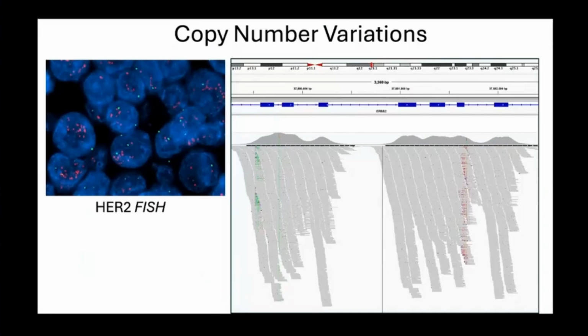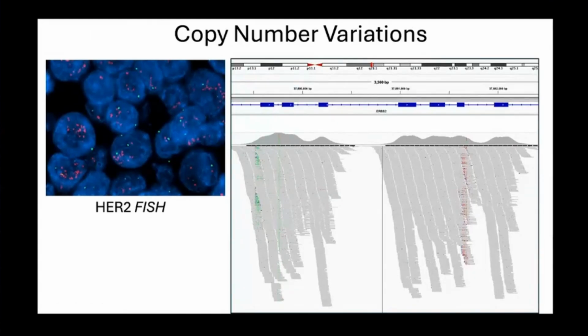On the left side here is a HER2 FISH image. And you can see the green control probe for chromosome 17 and the red probe for HER2, which is also on chromosome 17. And there are clearly many extra copies of HER2 per cell here. Here by FISH, you can see that on a cell-by-cell basis. But by NGS, we're actually going to do an extraction of all of this in aggregate.